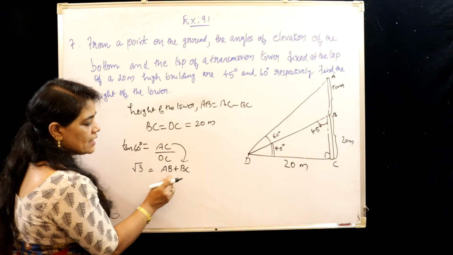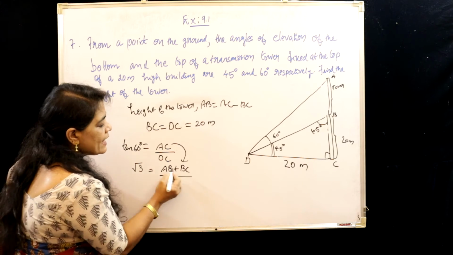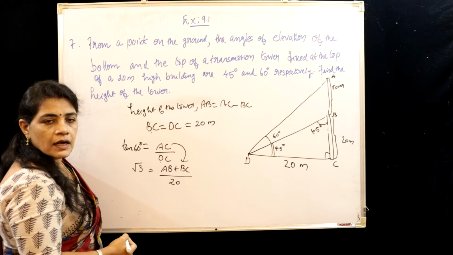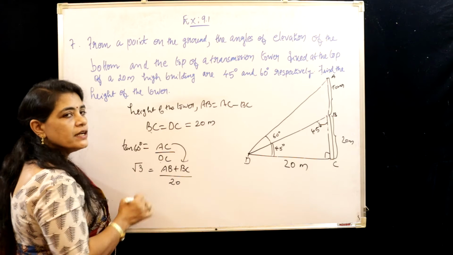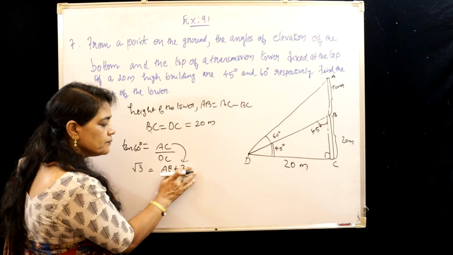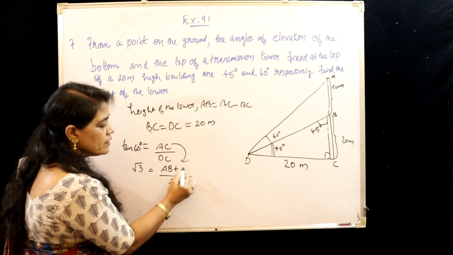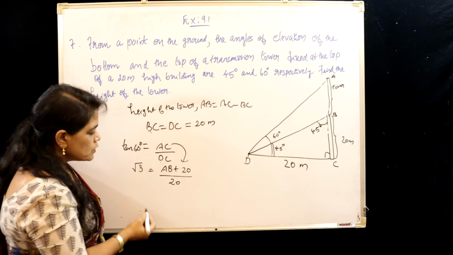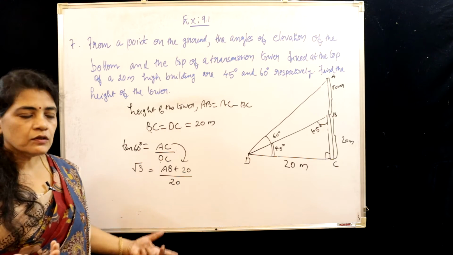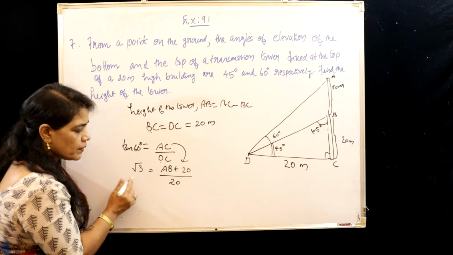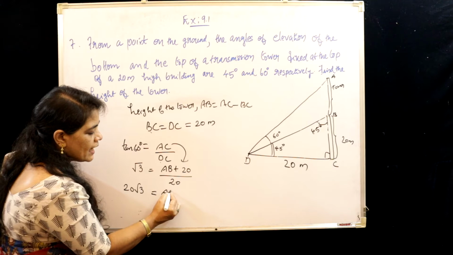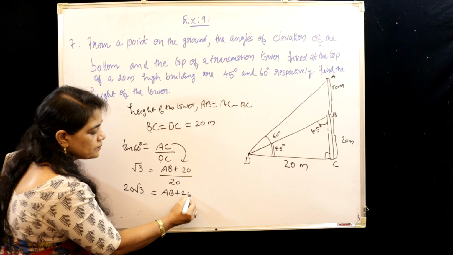Instead of AC, AB plus AC, and DC equal to BC equal to 20. Understood? Since BC equal to DC, you can substitute BC as 20 because its measurement is given as 20. So in this equation there is only one variable, that is the height of the tower. The next step is very simple, just cross multiply: 20 root 3 equal to AB plus 20.